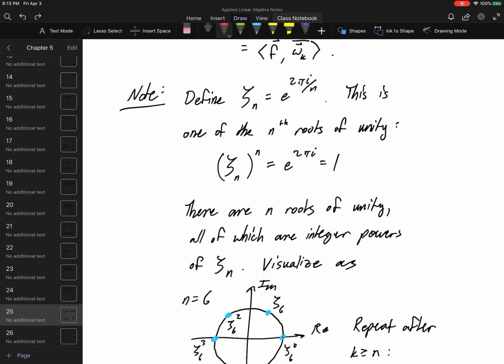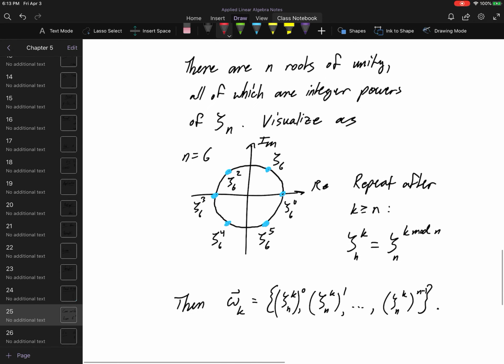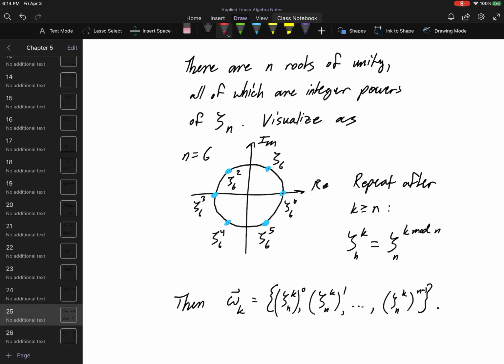And this is one of what are called the nth roots of unity. We see why they're called roots of unity: it's because they are solutions to the equation z to the n equals 1. It turns out that there are not one, not two, not three, but n different solutions to this equation, and they are all given by different powers of this first primitive root of unity. This is a so-called generator of those roots of unity.